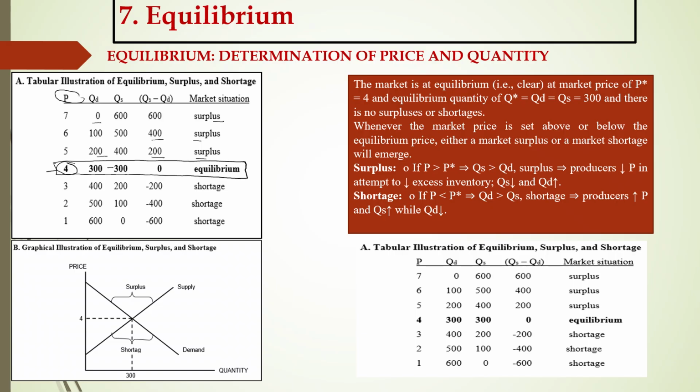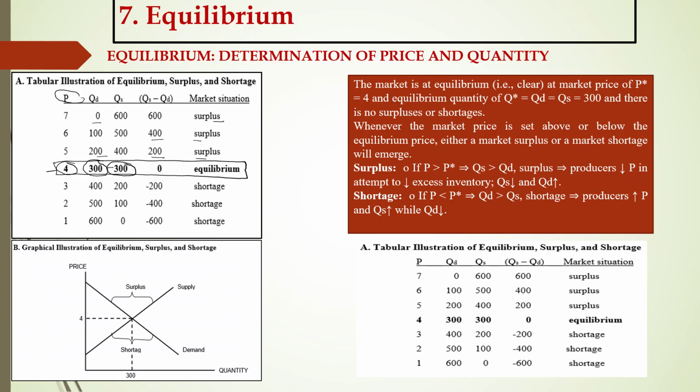And what is the equilibrium quantity? Quantity demanded is 300 and quantity supplied is also 300. So this 300 is my equilibrium quantity. And you can see 300 minus 300, it is 0. So there is neither surplus nor shortage.